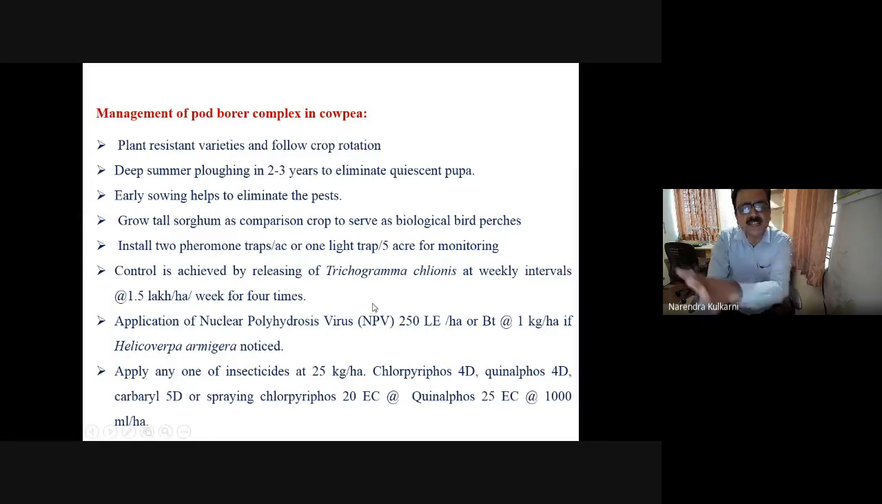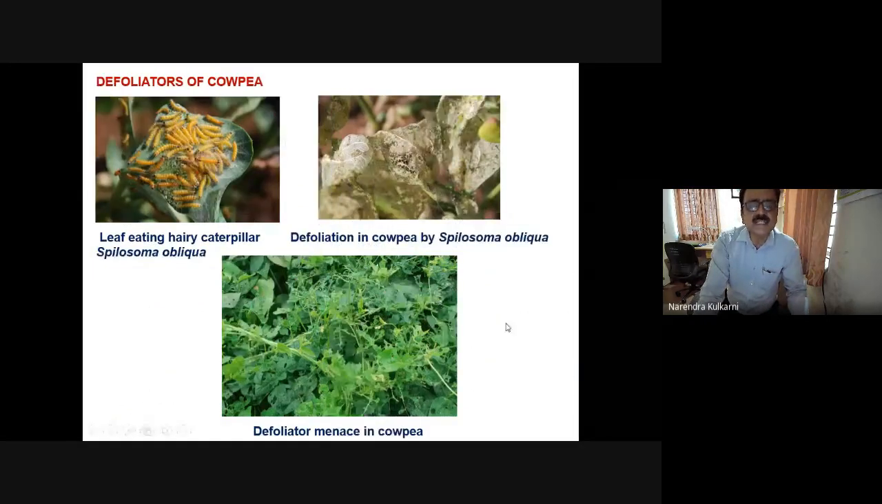Like any other very standard recommendations for Helicoverpa in red gram or chickpea, there is spraying of even NPV, which was available earlier but is not available now. Then using trichocards, installing light traps, and even spraying insecticides. So we can manage these cowpea pod borers if our target is to get the seed yield.